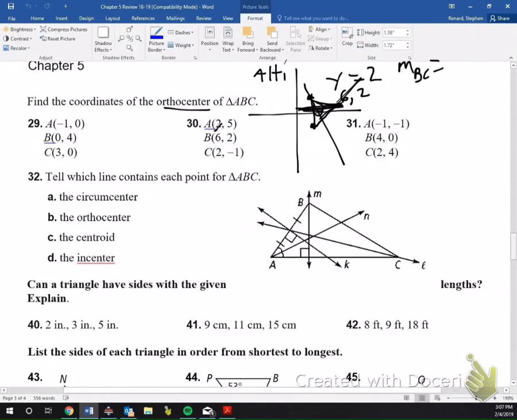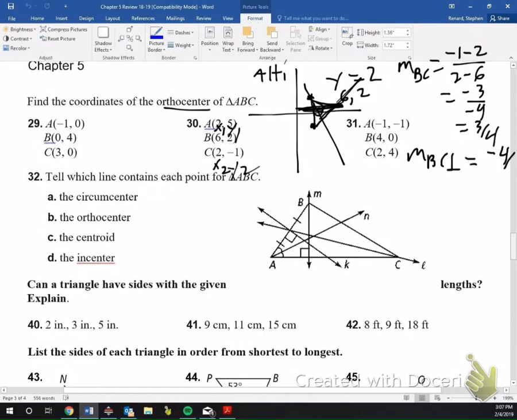Okay, now the other one, we need the slope of BC, because we need the line that we're drawing to be perpendicular. It needs to go through A, perpendicular to BC. So we're going to use the slope formula, x1, y1, x2, y2. Slope equals y2 minus y1 over x2 minus x1. So the slope of BC is negative 3/4. So perpendicular to that is 4/3. So we know it goes through the point (2, 5), so we're going to put it into point-slope form.